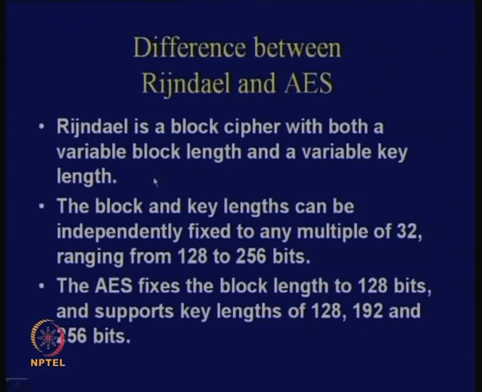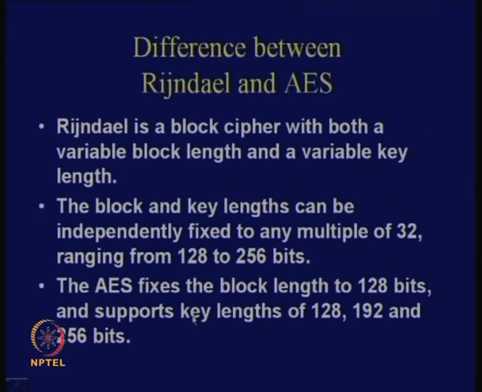Therefore Rijndael is a block cipher where the block and the key lengths can be independently fixed to any multiples of 32 ranging from 128 to 256 bits. But in case of AES the block length is fixed to 128 bits, and therefore it supports key lengths of 128, 192 and 256. So the difference between Rijndael and AES is that in Rijndael you can also vary the block length, but in AES your block length is fixed to 128 bits and your key is only 128, 192 and 256.